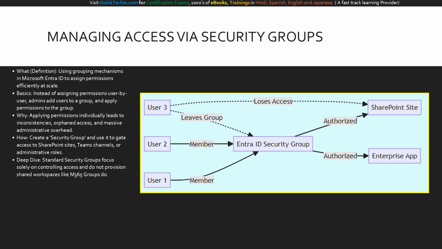Look at the efficiency modeled in this diagram. In the center, we have our Entra ID security group, which is globally authorized to access both a SharePoint site and an enterprise application. On the left, User 1 and User 2 are members of this group, so their authorization flows effortlessly through the group to the resources. Now look at User 3 at the bottom. The dotted lines represent an employee leaving the department. By simply removing User 3 from the group, the system severs the authorization link, and they instantly lose access to all connected resources. It is a single pane of control.